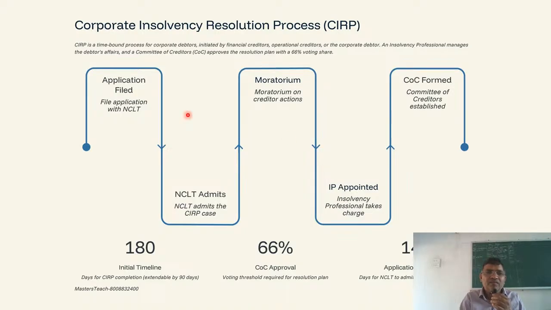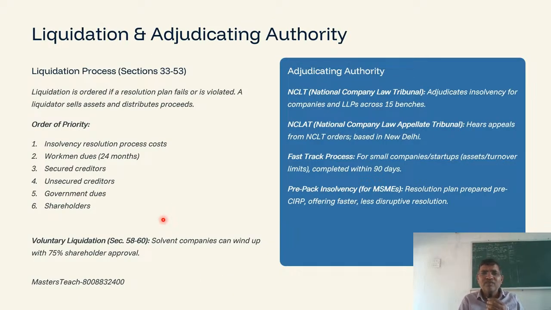Okay, when the application is filed with the NCLT, the NCLT admits it, then the moratorium is declared, then the IP is appointed, then the committee of creditors is established. So this is the insolvency resolution process. They may ask about the CIRP. Okay, then liquidation and the adjudicating authority: how the liquidation process works and what the adjudicating authority is.